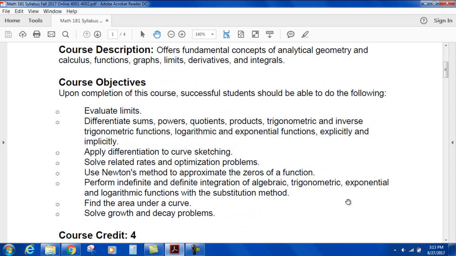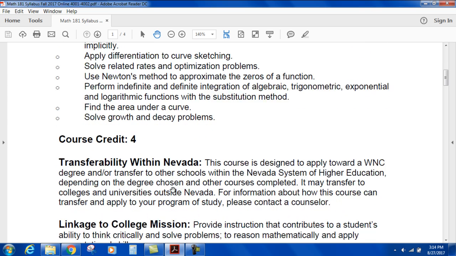Course objectives: upon completion of this course, successful students should be able to do the following: evaluate limits, differentiate sums, powers, quotients, products, trigonometric and inverse trigonometric functions, logarithmic and exponential functions explicitly and implicitly, apply differentiation to curve sketching, solve related rates and optimization problems. That's a fun one. Use Newton's method to approximate the zeros of a function. Perform indefinite and definite integration of algebraic, trigonometric, exponential, and logarithmic functions with the substitution method. Find the area under the curve and solve growth and decay problems.